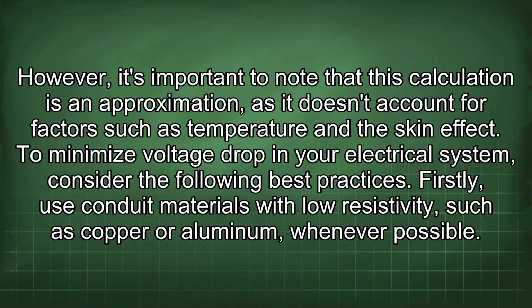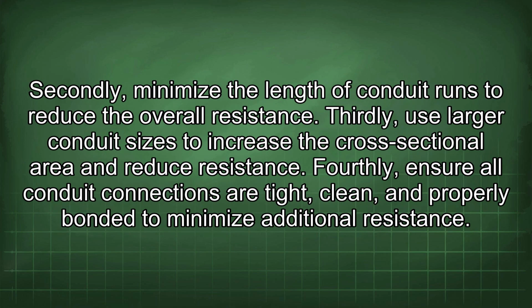However, it's important to note that this calculation is an approximation, as it doesn't account for factors such as temperature and the skin effect. To minimize voltage drop in your electrical system, consider the following best practices. Firstly, use conduit materials with low resistivity, such as copper or aluminum, whenever possible. Secondly, minimize the length of conduit runs to reduce the overall resistance.